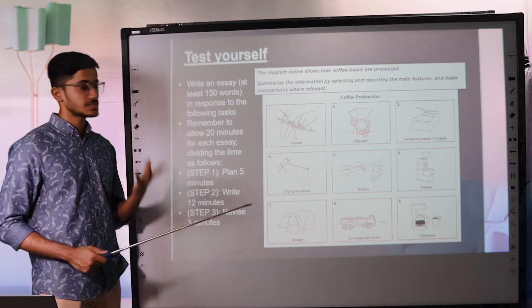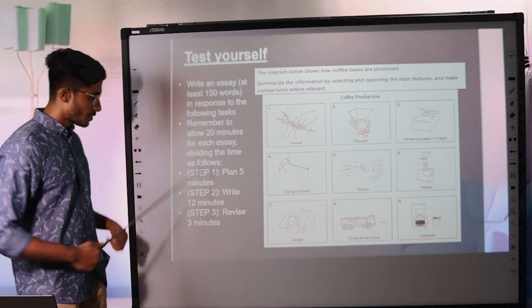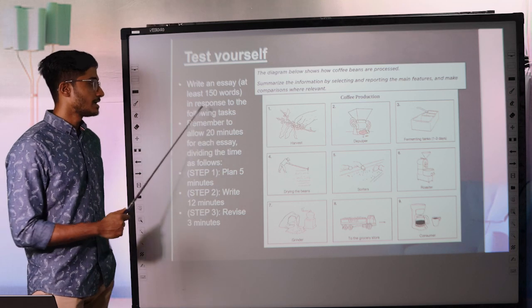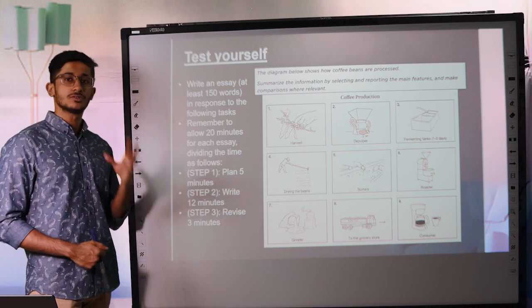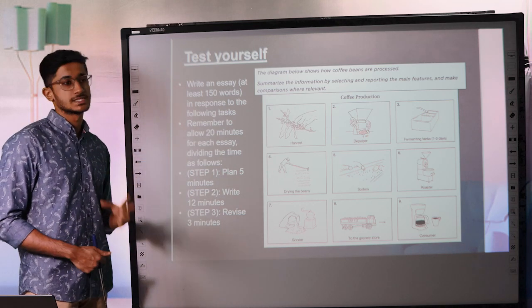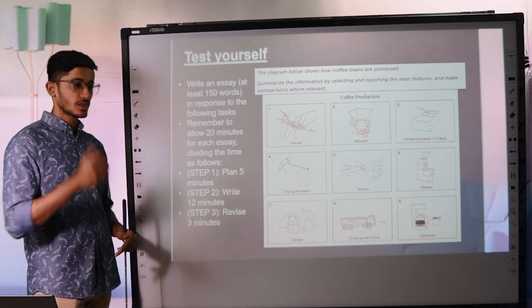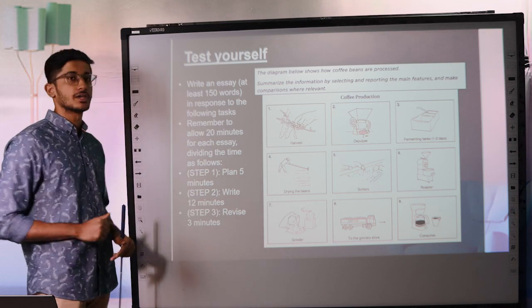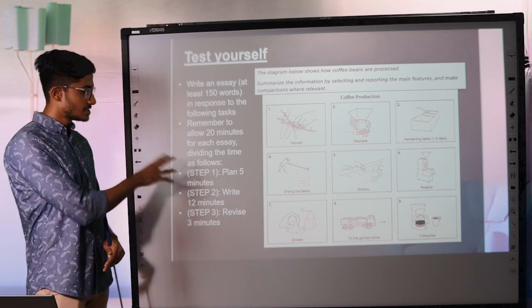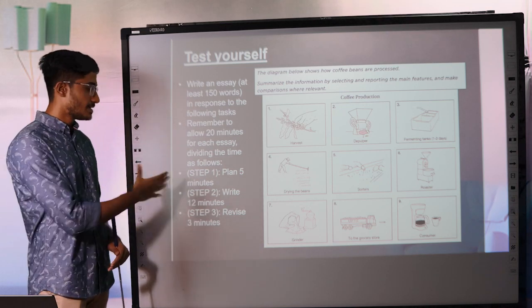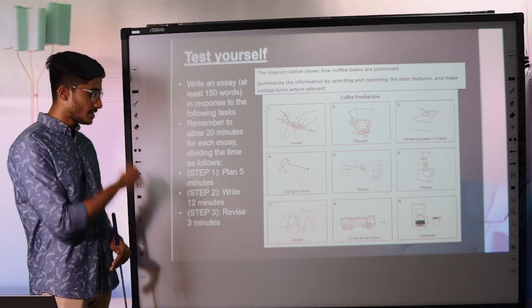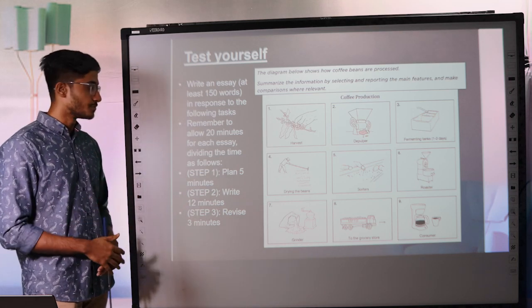You know the instructions for Task-1, but I have already mentioned it here. And in response to the following task, remember to allow yourself only 20 minutes. So you time yourself. You take a stopwatch, you press 20 minutes, and you start working. You do the planning first, spend about 5 minutes for planning, then you write it for 12 minutes, and then you revise it just the way we have shown you.